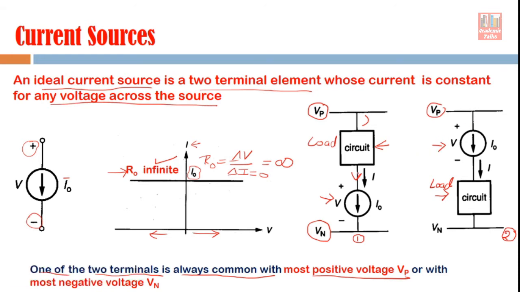Now, depending on the configuration, whether the source is connected to the most negative potential or the most positive potential, we can classify the current sources into two different categories. One is current sink and the second one is current source. We call it a current sink because here the current source is on the bottom side, meaning the current is entering into the source. So, this configuration is known as current sink.